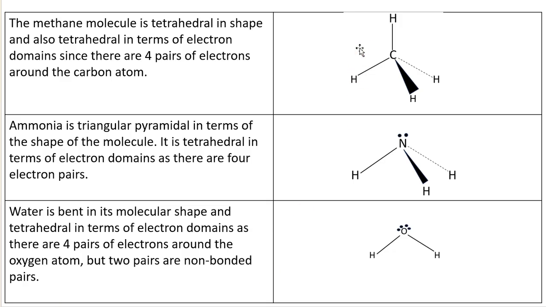So non-bonded pairs, looking at the 3, affect the shape of the molecule. It doesn't matter whether the electrons are bonded or non-bonded. Electron domains, regions where we find the electrons. All 3 of these are tetrahedral in terms of electron domain geometry. A little bit more.